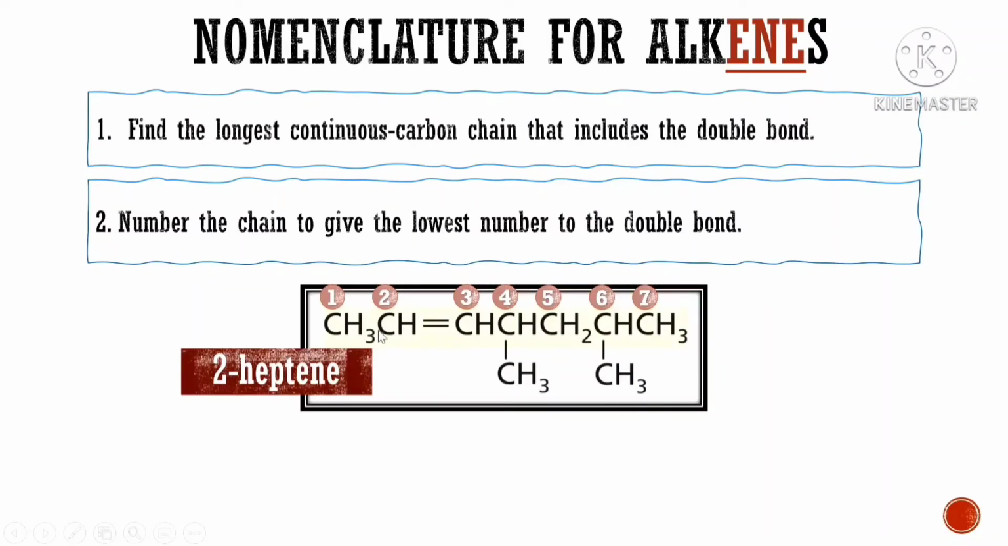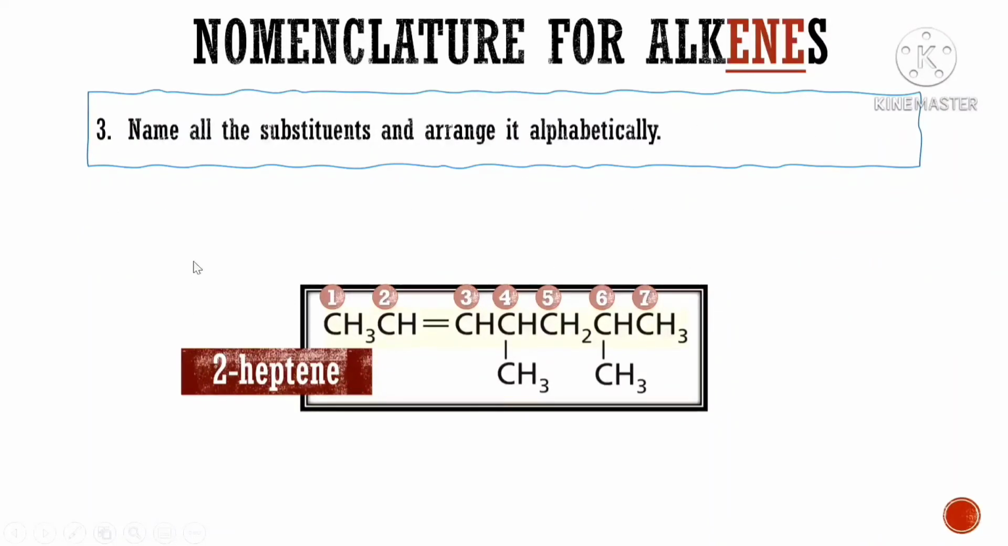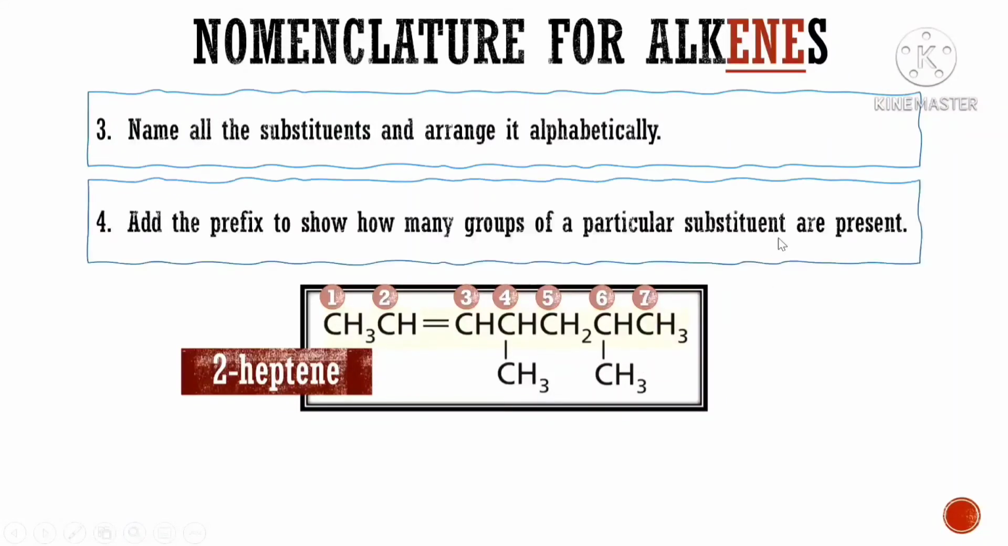The double bond is between carbon number 2 and 3. So we write 2. And the name of the parent chain must end in ene. So 2-heptene. Third, name all the substituents and arrange it alphabetically. Well, we only have methyl groups, and there are 2.